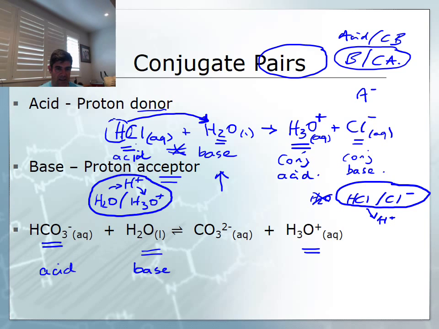If this is acting as an acid, then it's going to lose its H+ ion, which is going to give to the base, and that means it's going to be a CO3 2- ion. So this will be the conjugate base. The water, which is acting as a base in this situation, accepts the proton and becomes the hydronium ion, which means it's going to be the conjugate acid in this situation.